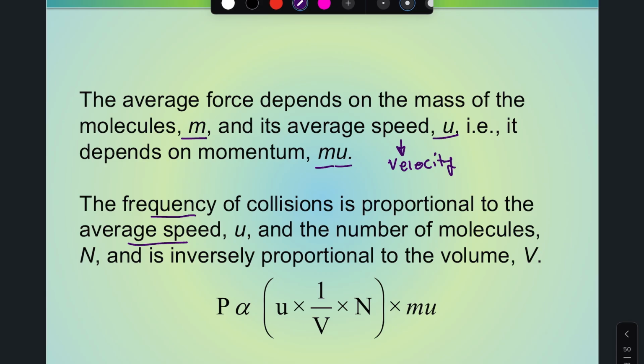And the number of molecules is going to be inversely proportional to the volume. I know that's a lot, but what that's saying is that as the volume goes up, the pressure is going to go down. As the number of molecules goes up, the pressure is going to go up. And as the speed goes up, the pressure is going to go up. Anything that is not 1 over that variable means that the pressure is going to increase, which means that as the mass increases, so does the pressure, and as the speed increases, so does the pressure.